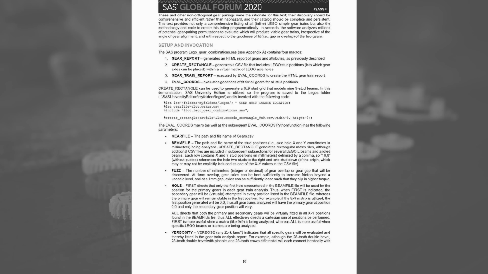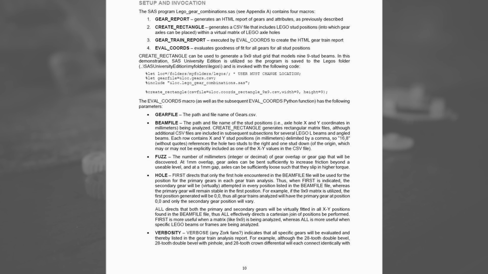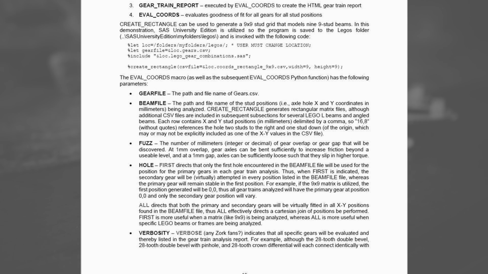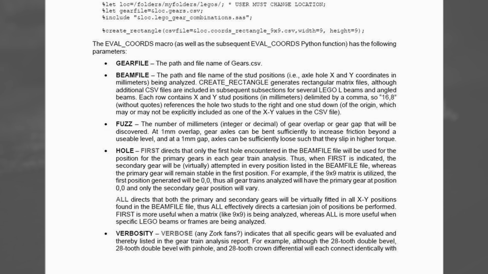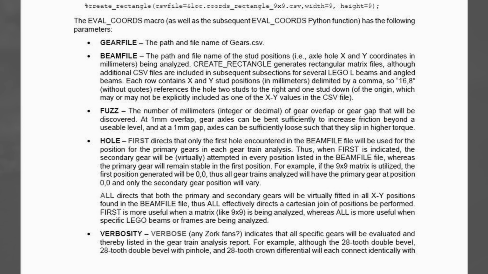The gear train software also defines and utilizes several parameters, another type of control data and hallmark of data-driven design. For example, the fuzz parameter allows the user to specify the acceptable gap or overlap in millimeters that will be tolerated in theoretical gear trains, thus eliminating results that lack goodness of fit.